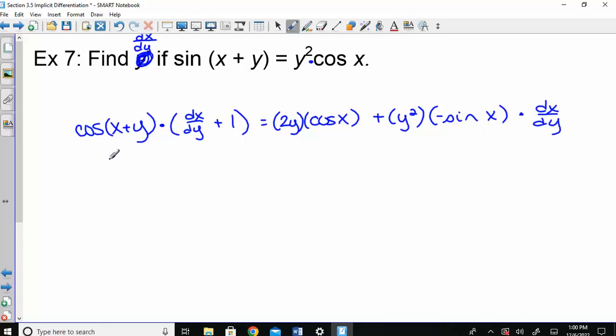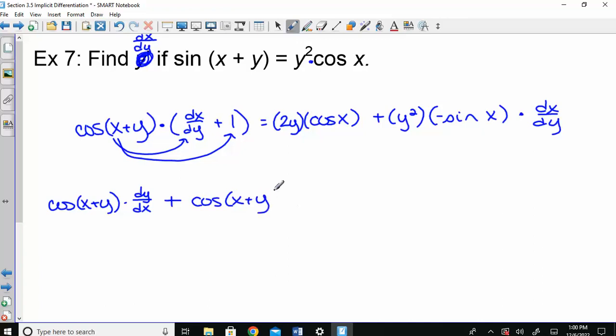Okay. This is a little bit ugly. We have to distribute here. So we get the cosine of x plus y times dy dx plus the cosine of x plus y equals 2y cosine x minus y squared sine x times dx dy.